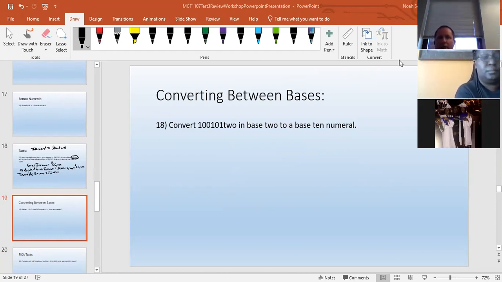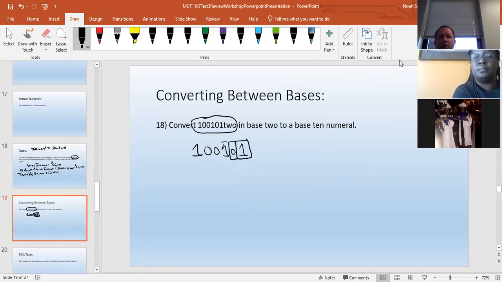Where we're going from base 2. This is a number in base 2, and we're going to base 10. So basically, this is going to be 100,101. Now I'm going to go ahead and put boxes around each of these digits. We've got to identify their place value in base 2.